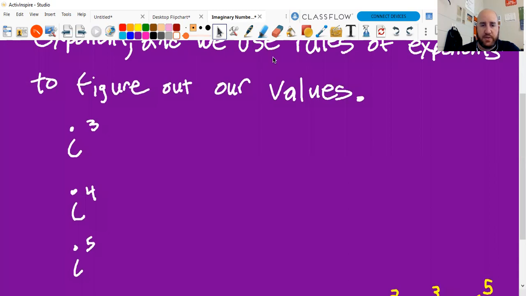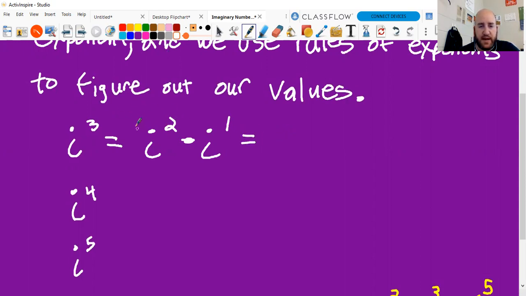All right, let's look at i cubed. So we're going to use that rule we just talked about, but kind of in reverse. We're going to break up i cubed into i squared times, I was about to do minus for some reason, i squared times i to the 1st. 2 plus 1 gives me my 3.